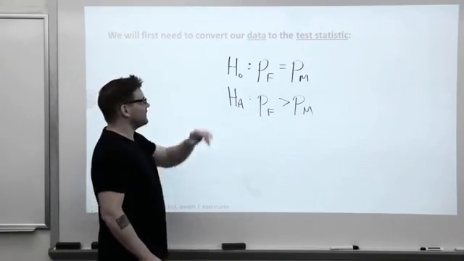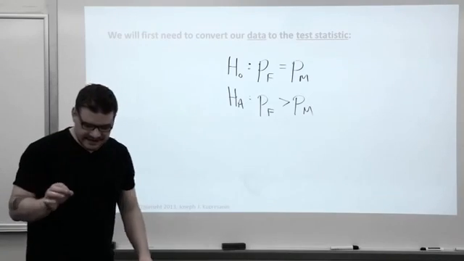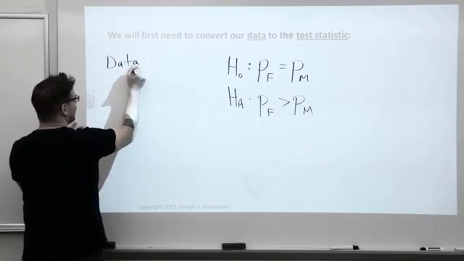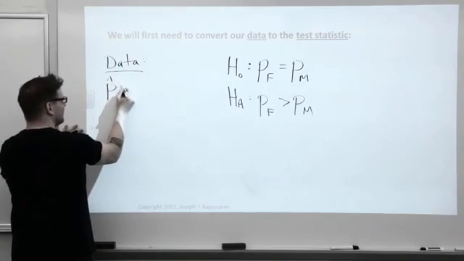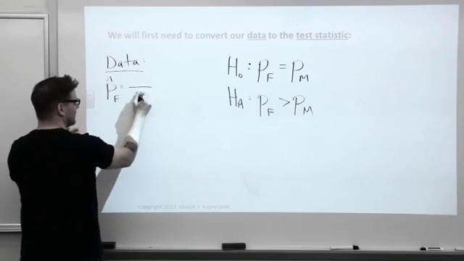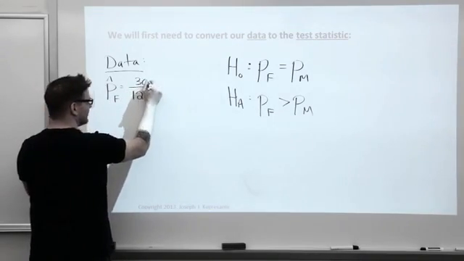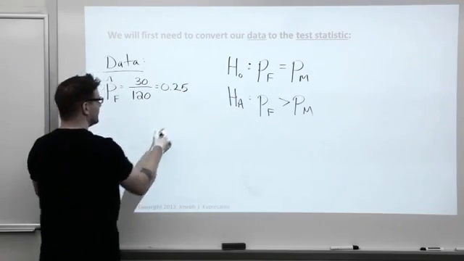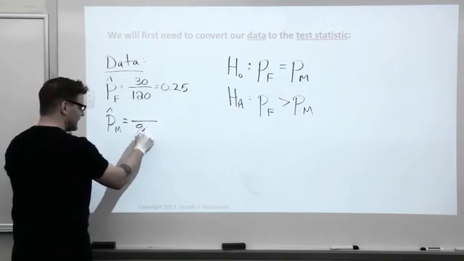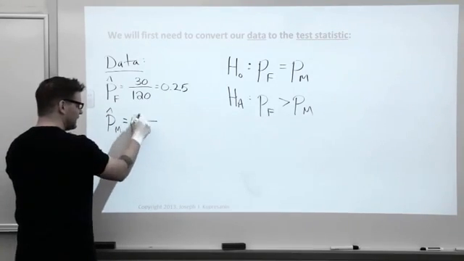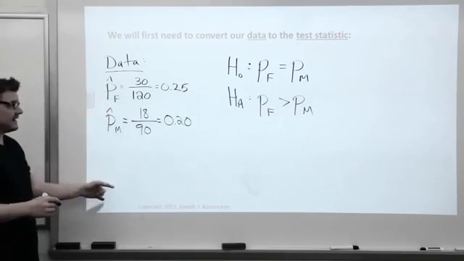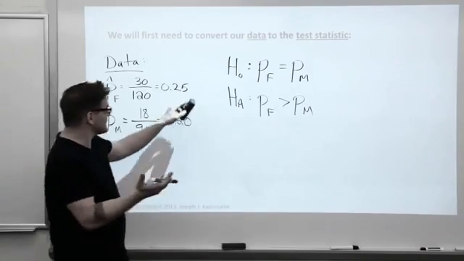We will need to convert our data to the test statistic. So over here, let's just remember how we could summarize that data. I have the p-hat, right? Here's the data. P-hat for the females. Let's see if I can remember. This was 30 out of 120, right? This is 25%. And the p-hat for the males, I think we had 90 males, 18 smokers, 20%. Okay? There's the data. I have to convert that to a test statistic.